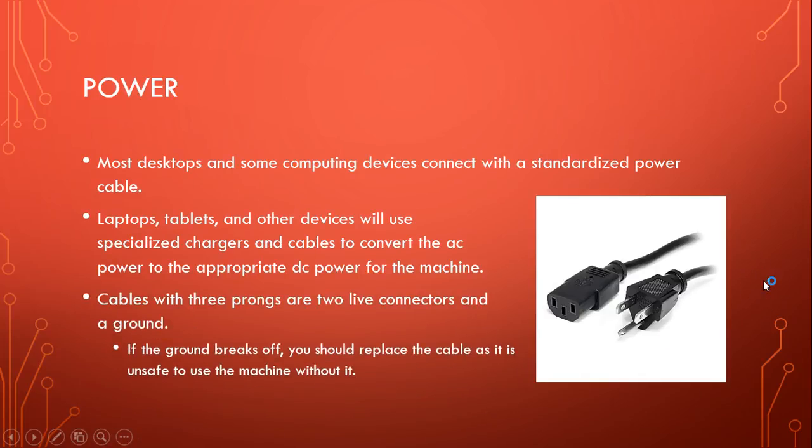Now, cables with 3 prongs, you have your 2 live wires, and you also have a ground connector. Now, if the ground breaks off, let's say right here on this port, because you have your 2 prongs and your ground, you really should replace that cable, as it's generally unsafe to use the machines without it. Yes, you can operate without a ground, but just like with anything electrical, if it's designed to have a ground, you really should replace that cable to be able to have one.